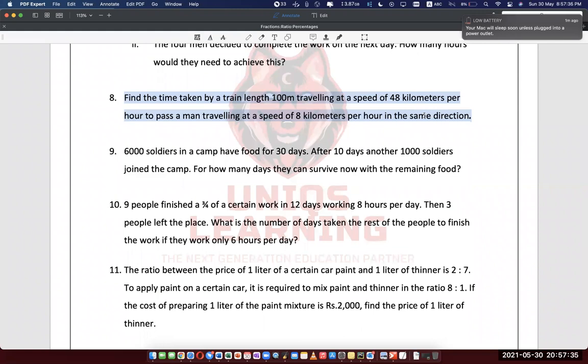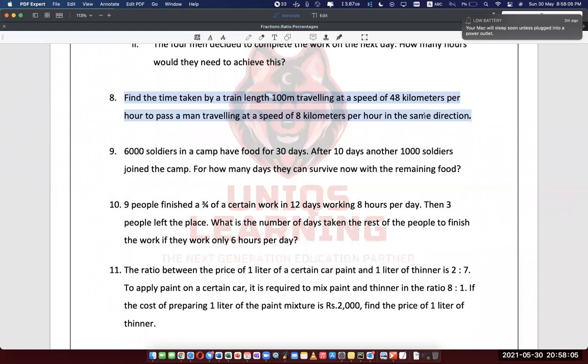So basically, time taken to pass: assume this man was not walking. If this man was not walking, that means the time taken by the train to move 100 meters, right? If the man was not walking, when the train has already passed him, the train will be in this position. But the problem here is the man is also moving. So that is the problem we have.